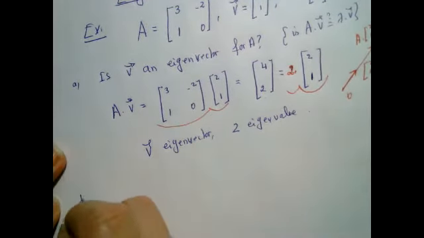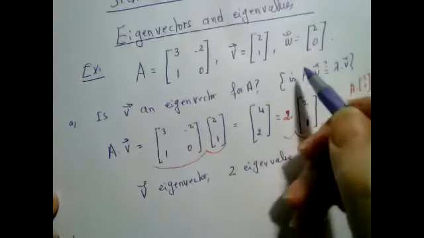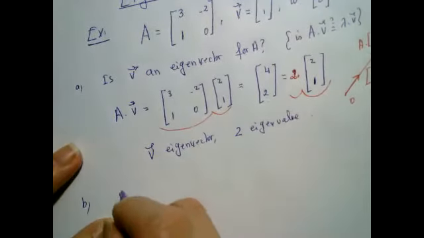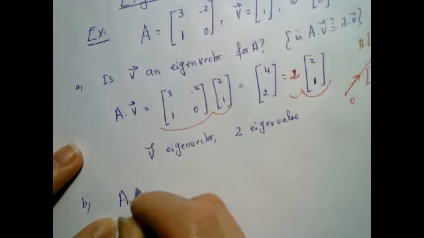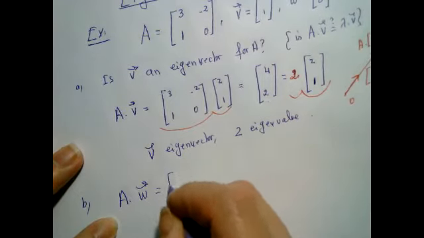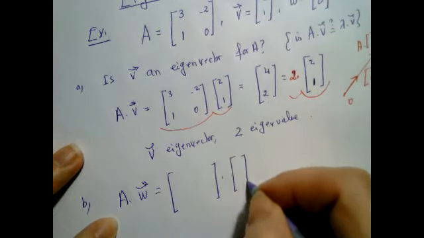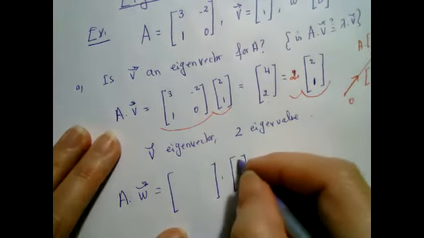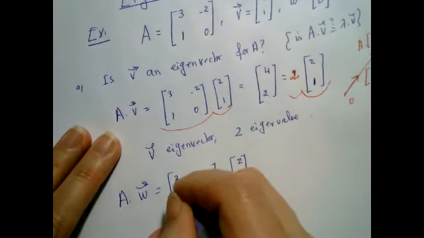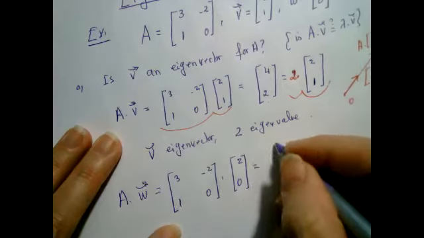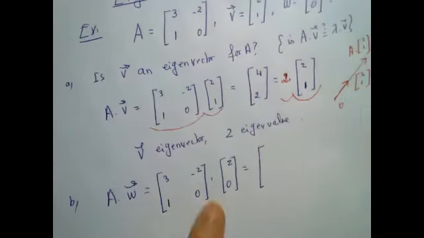Now B, let me take the vector W. Is it an eigenvector? Okay, I don't know. I take A, multiply it by W, and I ask myself, does A stretch W or not? So let me take W to be (2, 0), and A is (3, -2; 1, 0). So I multiply them. I ask myself, do we stretch it?